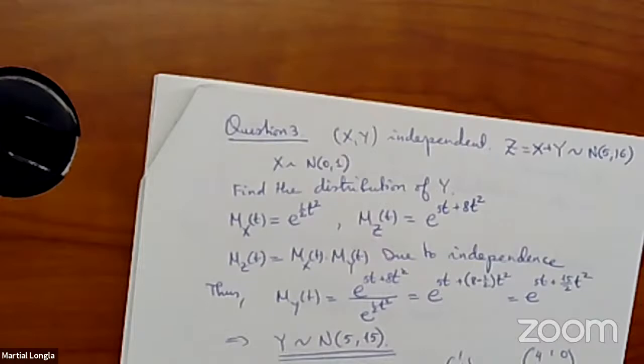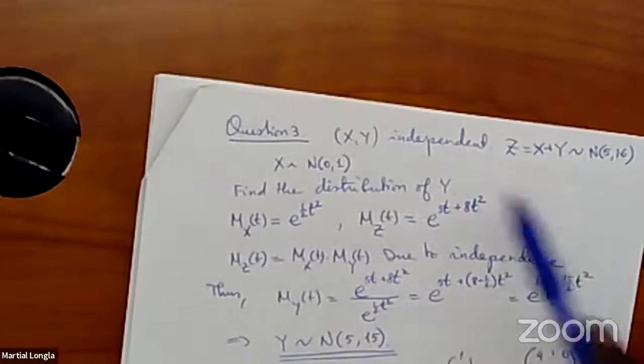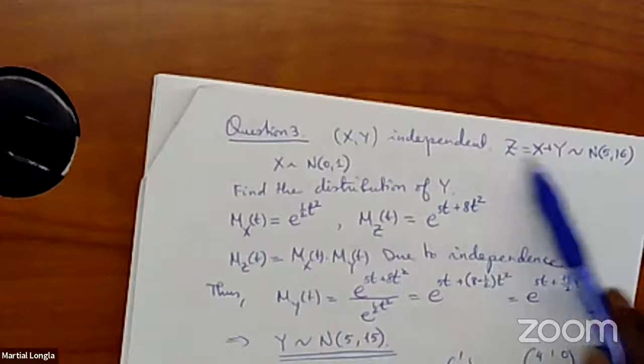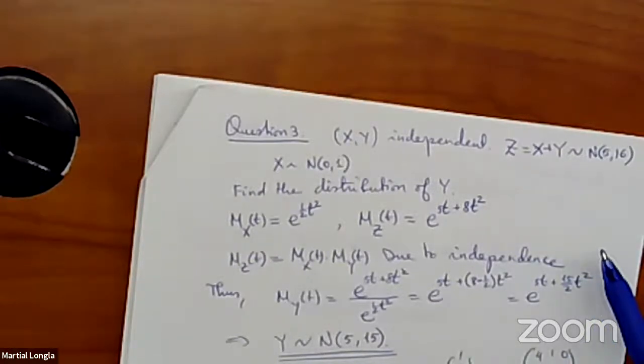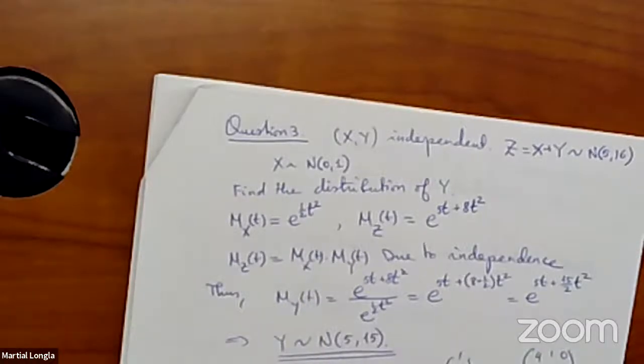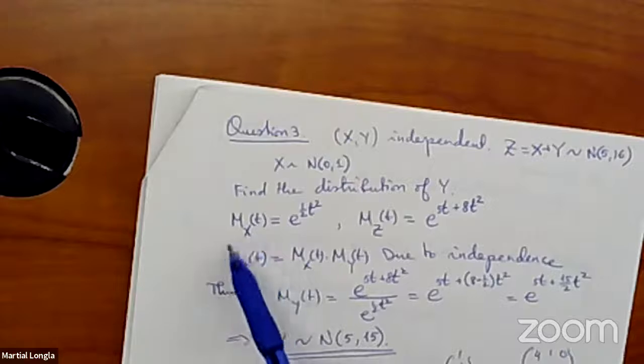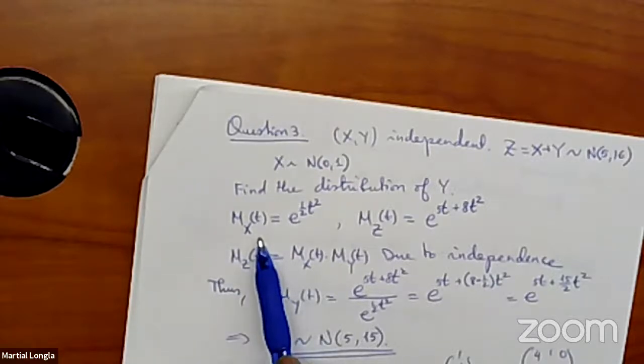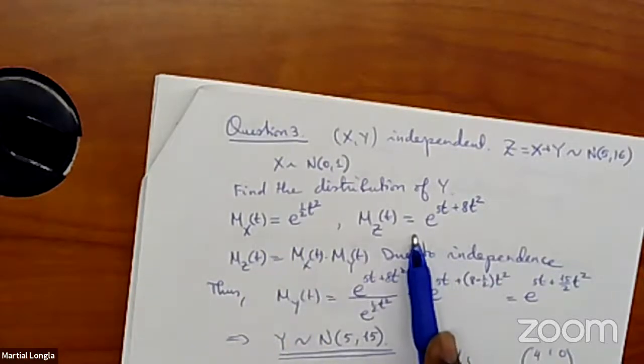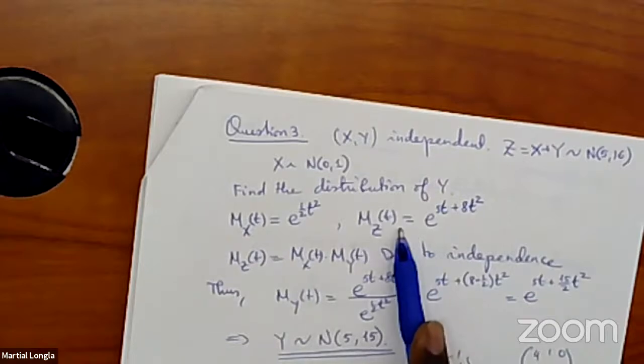So you have X, Y are independent. You know that X plus Y follows normal with mean 5 and variance 16. And you know that X is standard normal. When X is standard normal, it means the distribution has mean 0 and variance 1. The moment generating function of Z is given, which is that.